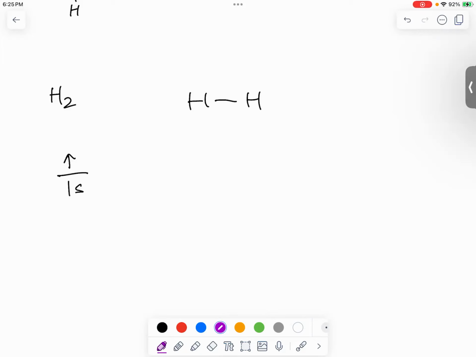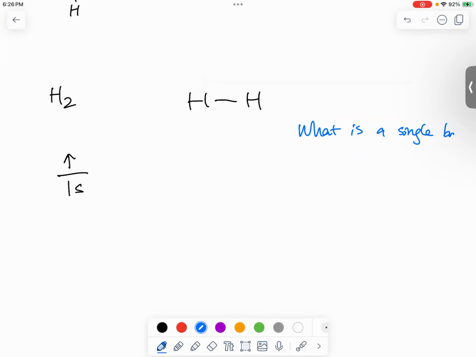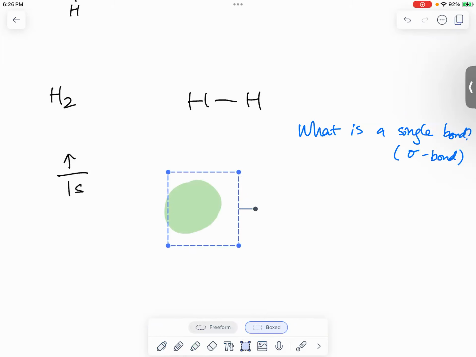When we have a single bond, or we can ask the question, what is a single bond? Later on, we actually call this a sigma bond. What is it really? Well, it's something like this. We have one hydrogen atom, like this. That's the electron cloud in the 1s orbital.